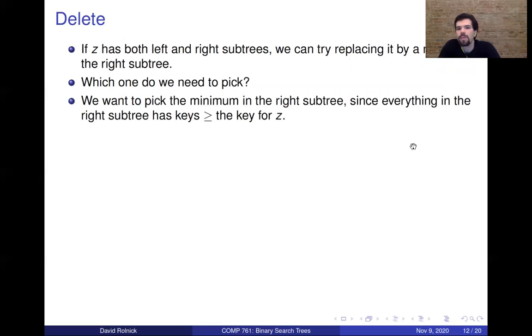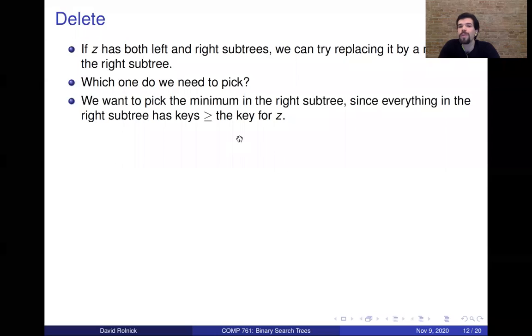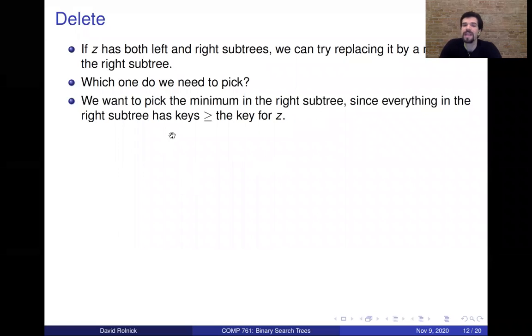Yeah, we want to pick the minimum in the right subtree since everything in the right subtree has keys bigger than or equal to the key at z. And so if we want to keep that property holding, the only way we can do that is to pick the smallest one, because then we will still have everything in the right subtree be bigger than or equal to the key.